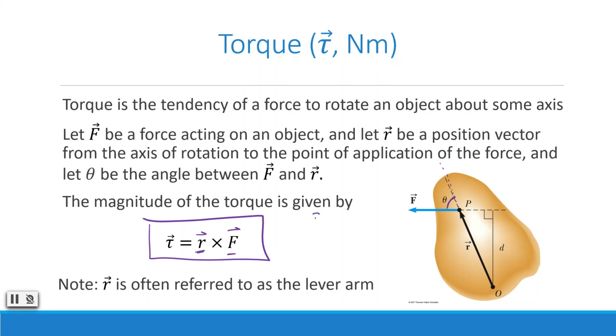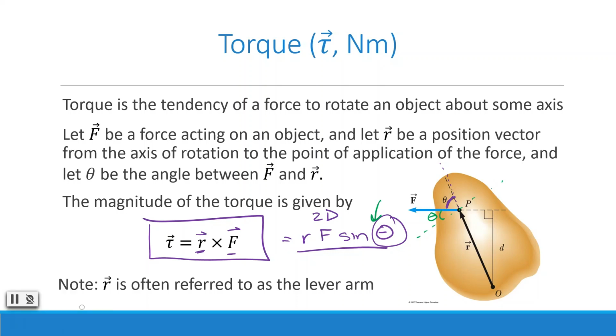Now, in 2 dimensions, you can simplify this down into RF times sine of the angle theta. But you have to be careful, because in order to use this trig simplification for the cross product, your angle theta has to be this specific angle. And in a problem, they might not give you that angle. For example, if they give you this angle right here as theta, that is not the same angle. If you plug it in here, you're going to get the wrong answer.